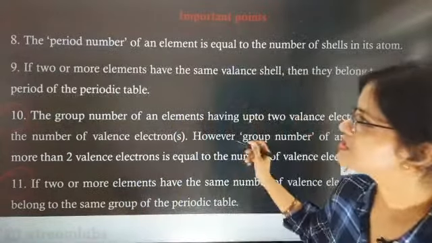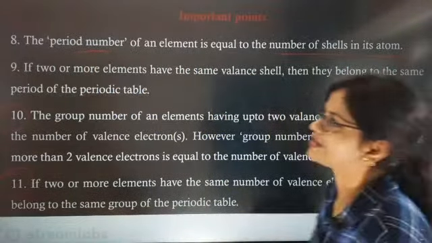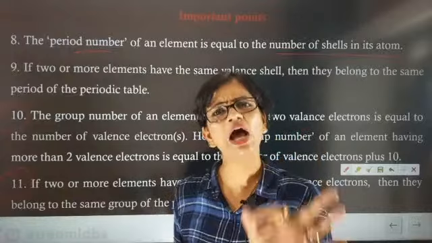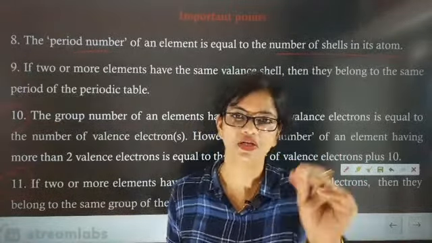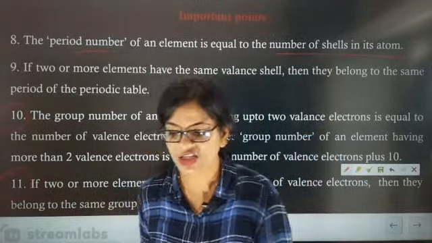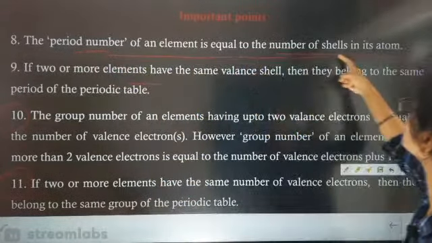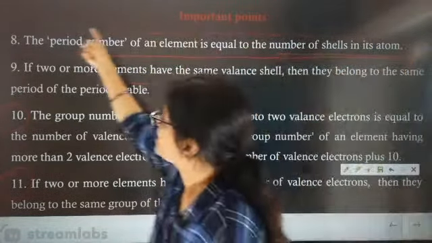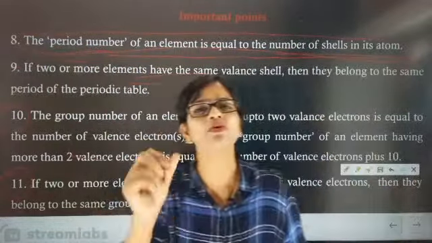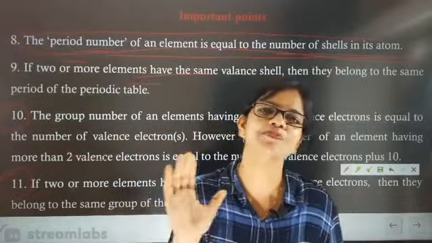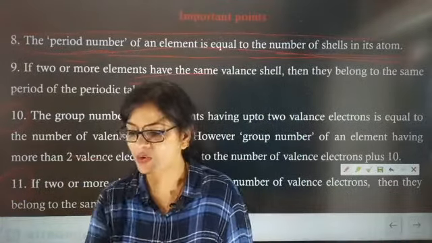So what is this? The period number of an element is equal to the number of shells in its atom. We discussed the period now. How many periods are there? 7 periods. How many orbits are there? 7 orbits. Understood this point or not? That's why I discussed it from the beginning only. The period number of an element is equal to the number of shells in its atom. So the period number represents the number of shells. How many shells are present in the atom will be equal to the period number.